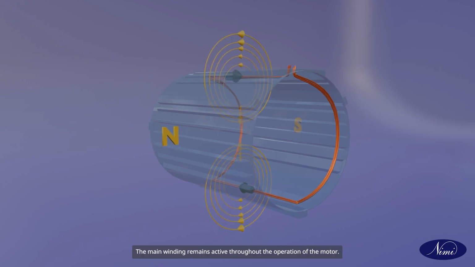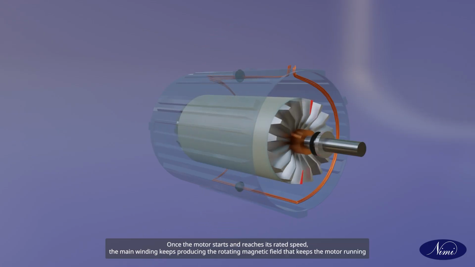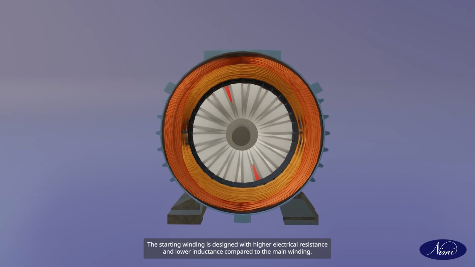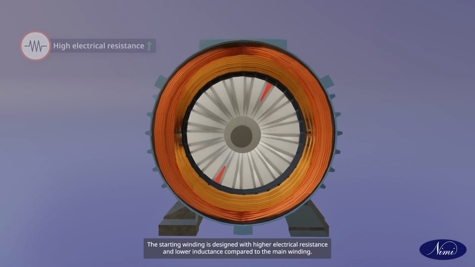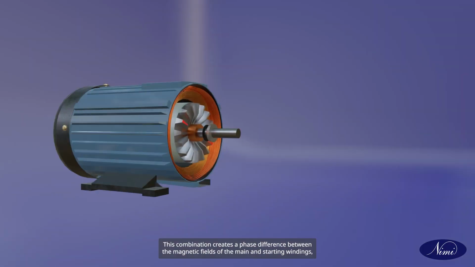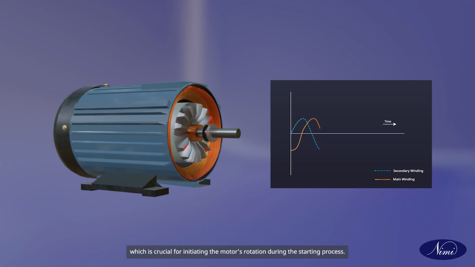The main winding remains active throughout the operation of the motor. Once the motor starts and reaches its rated speed, the main winding keeps producing the rotating magnetic field that keeps the motor running. The starting winding is designed with higher electrical resistance and lower inductance compared to the main winding. This combination creates a phase difference between the magnetic fields of the main and starting windings, which is crucial for initiating the motor's rotation during the starting process.